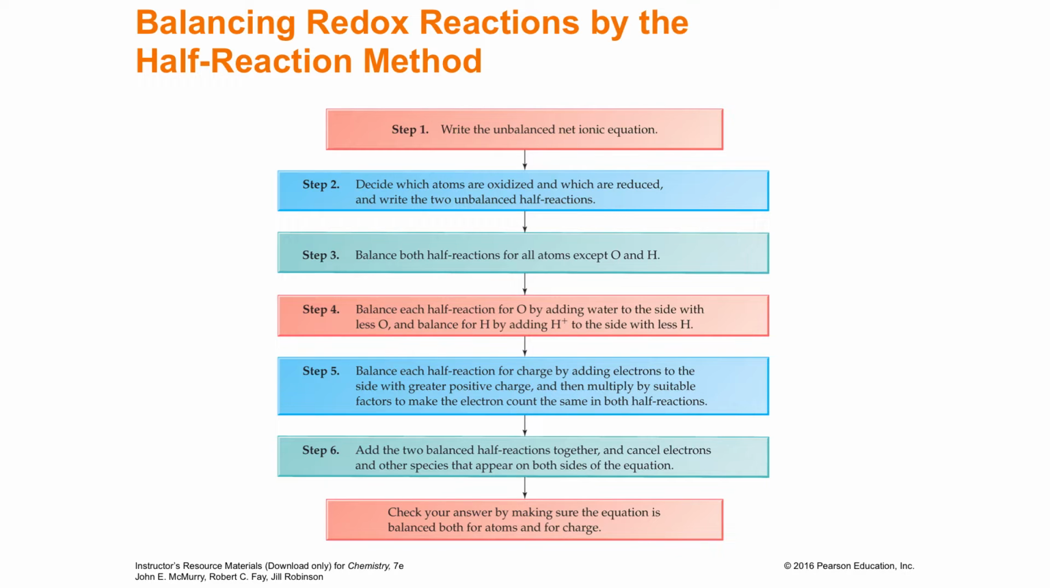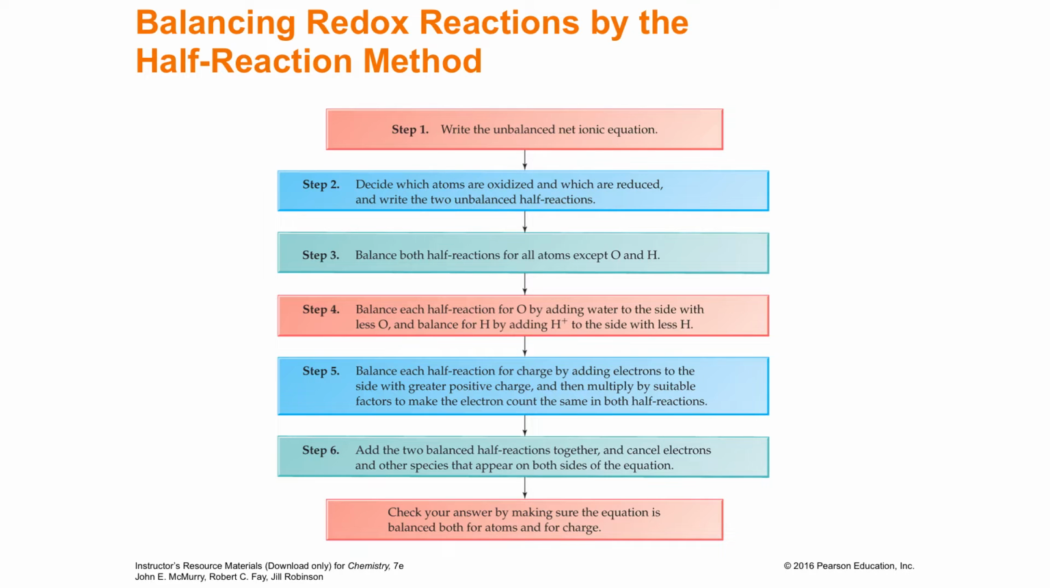Then step 2, you decide which atoms are oxidized and which atoms are reduced and write 2 unbalanced half reactions. So anything that's gained electrons, that's being reduced, you take only the things that are gained on both the left and right and write it by itself. Then everything that's oxidized, anything that's lost electrons, you write it by itself. So you separate the equation into 2 parts, the part that's gaining electrons and the part that's losing electrons.